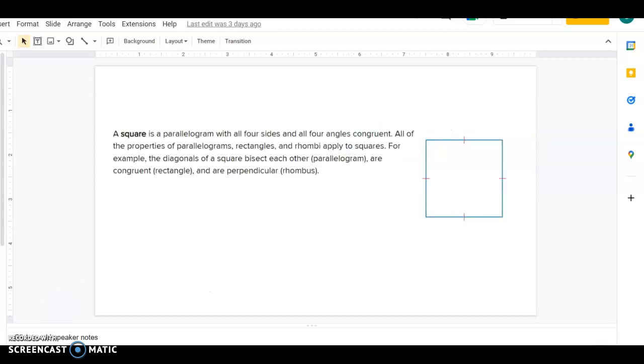So let's look at this. Square. A square is a parallelogram with all four sides and all four angles congruent. All of the properties of parallelograms, rectangles, and rhombi apply to squares. For example, the diagonals of a square bisect each other (parallelogram), are congruent (rectangle), and are perpendicular (rhombus).